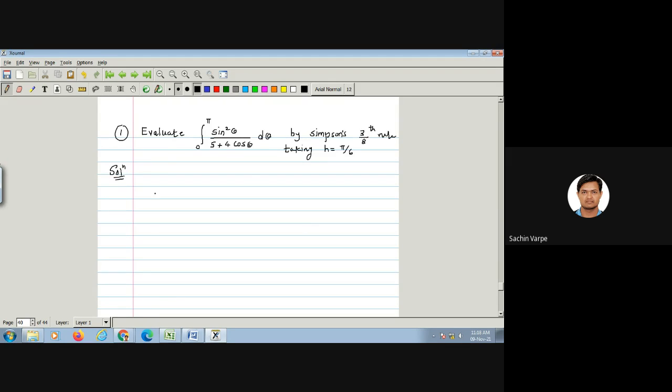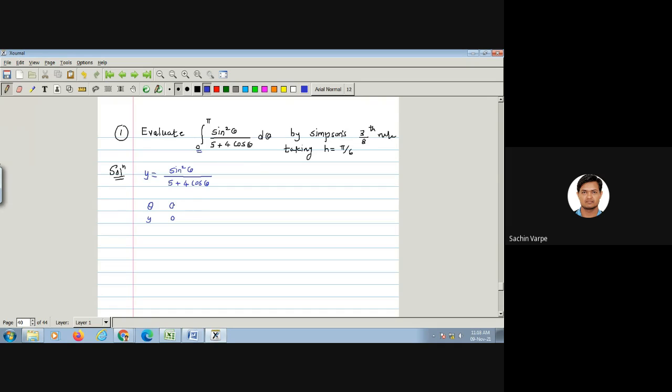So here what is y? What is the value of y here? Y is given to be sine square theta upon 5 plus 4 cos theta. Let us prepare a table of theta and corresponding y first. We start from 0, that is x naught. For theta equal to 0, what is y? Y will be 0, right? Yes or no? Y is 0. That is y naught.